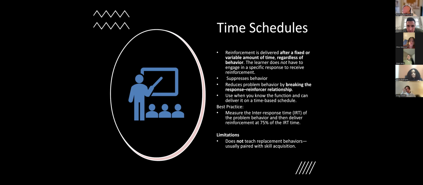There's a limitation though. It does not teach replacement behavior. So as we're doing these time-based schedules, we're effectively suppressing problem behaviors, but we're not teaching a way that the VIP can access the reinforcement on their own, like learning a communication response or something like that. So the best practice here, guys, is to fade your time-based schedule. As you're working on replacement behaviors, as you're suppressing these problem behaviors, we're going to slowly fade our time-based schedule. We're going to increase the time before we deliver reinforcement.